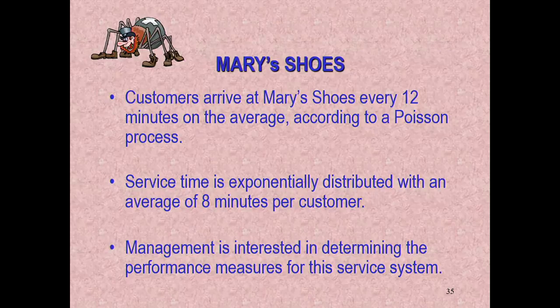So we only have one server, so this is good. They're coming in at a rate of 5 per hour, but I'm knocking them out at a rate of 7.5 per hour, which means I can achieve steady state. Does this make sense? Because I'm knocking them out faster than they come in. Management is interested in determining the performance measures for this service system.